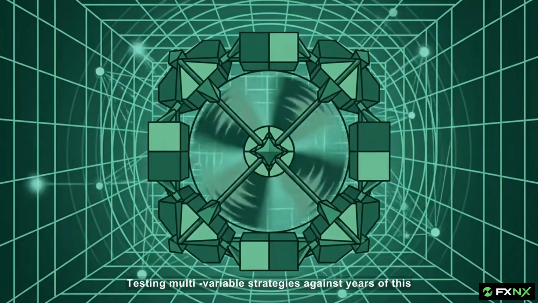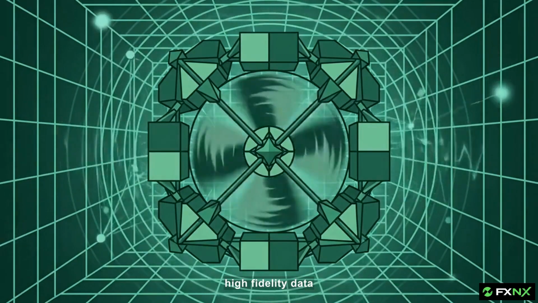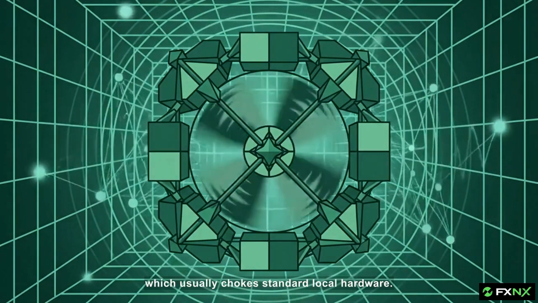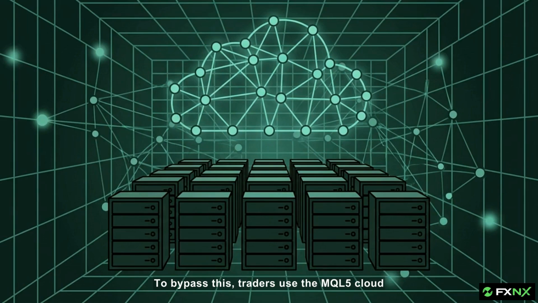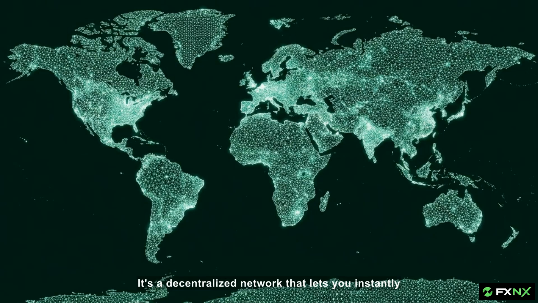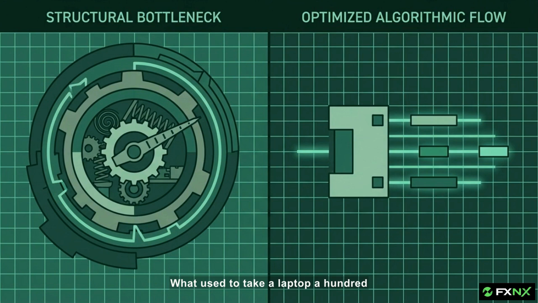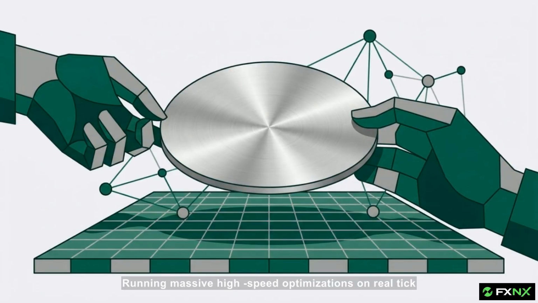Testing multivariable strategies against years of this high-fidelity data demands immense computing power, which usually chokes standard local hardware. To bypass this, traders use the MQL5 cloud network. It's a decentralized network that lets you instantly rent the idle processing power of thousands of computers worldwide. What used to take a laptop 100 hours of agonizing rendering to optimize now takes about 10 minutes. Running massive, high-speed optimizations on real tick data removes the illusion of perfection. It builds genuine, data-driven confidence before you risk a single live dollar.